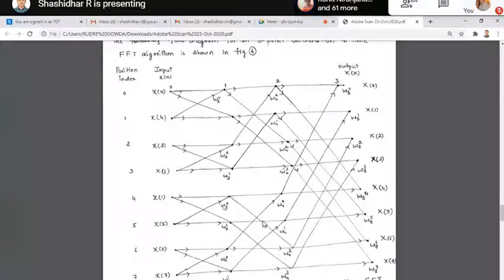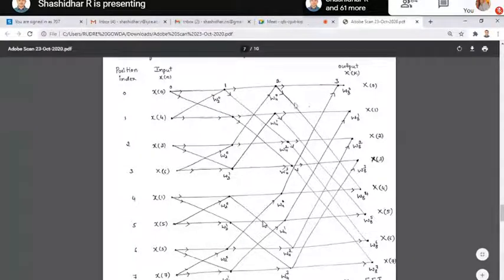x of 1 comes to here to the even part, W base 2 to the power of 1. So this is the 0th value, and W base 2 to the power of 0. Same thing, x of 3 is here, W base 2 to the power of 1, and x of 7 is here, W base 2 to the power of 0. So total 8 values, right? 8 values are x of 0, x of 1, x of 2, x of 3, x of 4, x of 5, x of 6, and x of 7. If you get these values, we apply all these algorithms. This is the type of algorithm using the DIT FFT.